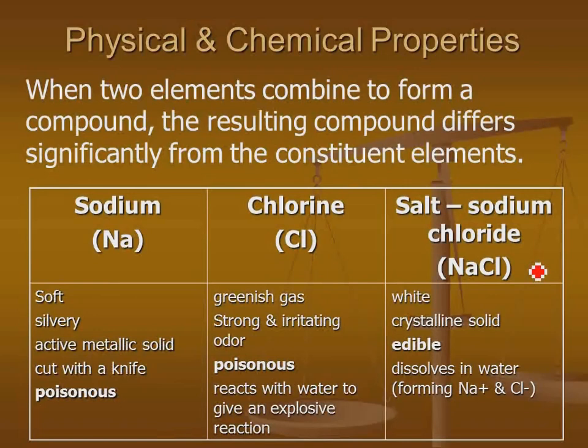Now, if you take a look at these two individual elements by themselves, sodium is poisonous. You can cut it with a knife. It's a metal in its truest sense. Chlorine is a gas that is poisonous. So we put these two poisonous elements together, and we have something that's edible. It just doesn't make a whole lot of sense, but that transitioning of the electrons allows for that. Kind of weird.